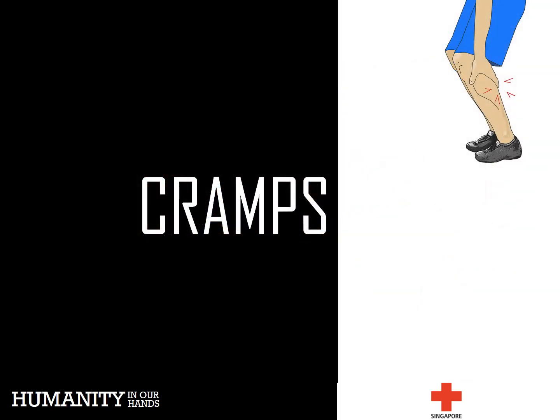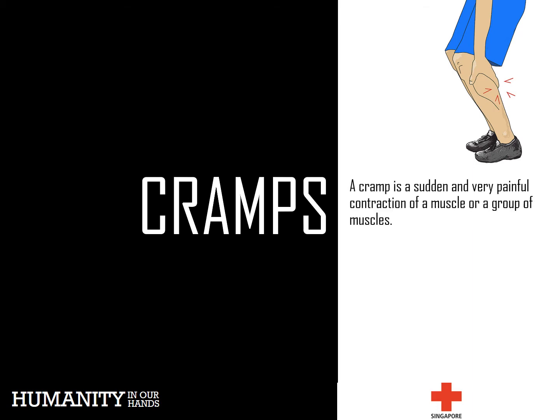Now, sometimes instead of having a sprain or a strain, you may suffer from cramps while exercising. A cramp is a sudden and very painful contraction of a muscle or a group of muscles. It is actually really painful and it's quite sudden. Sometimes you may notice that when people are swimming or running, suddenly they stop and sit down and hold on to the painful part of the body that's having a cramp, and you can see the agony. It is very painful.